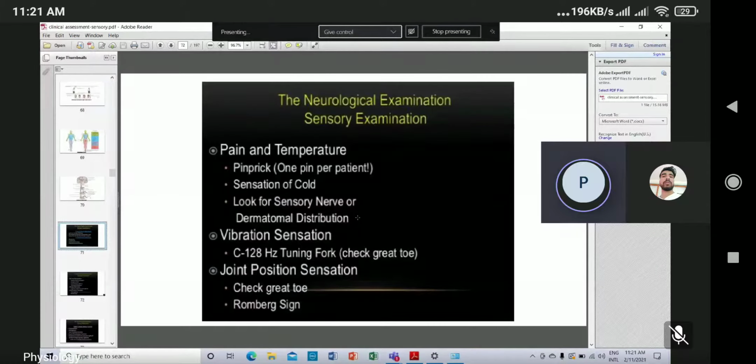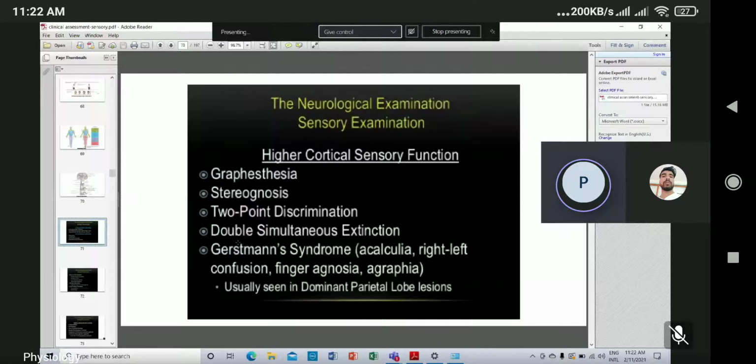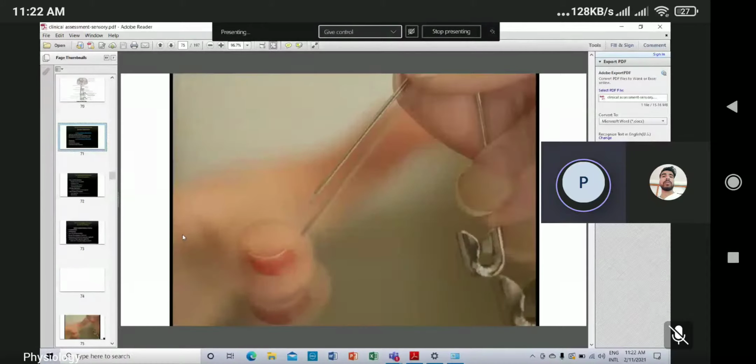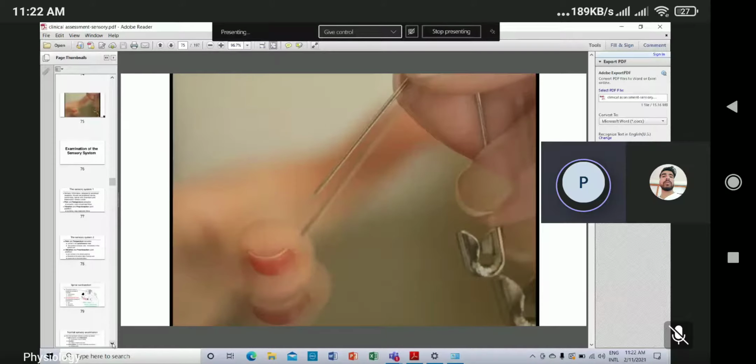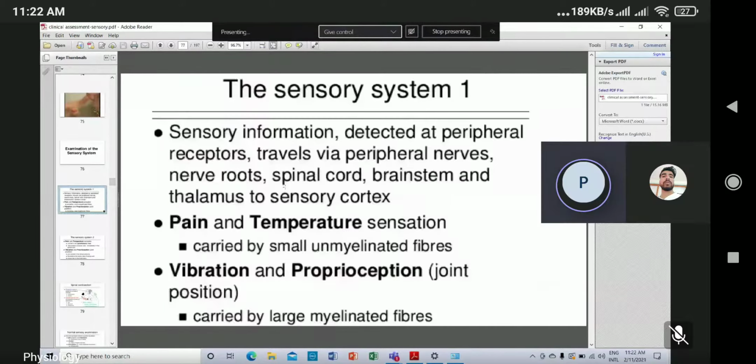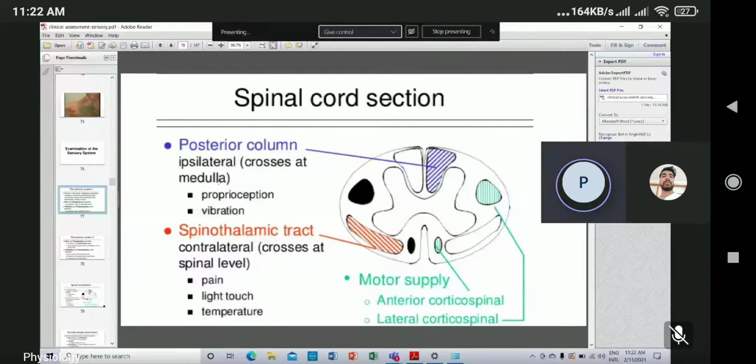After that, vibration sensation is examined by a tuning fork of 128 hertz. Joint sensation is examined by checking the great toe, and the Romberg sign. See here, this picture is showing that we are examining the pain sensation. So this is how we examine.